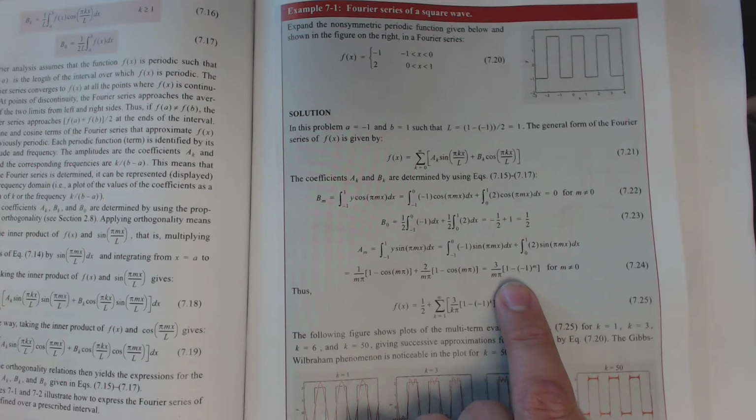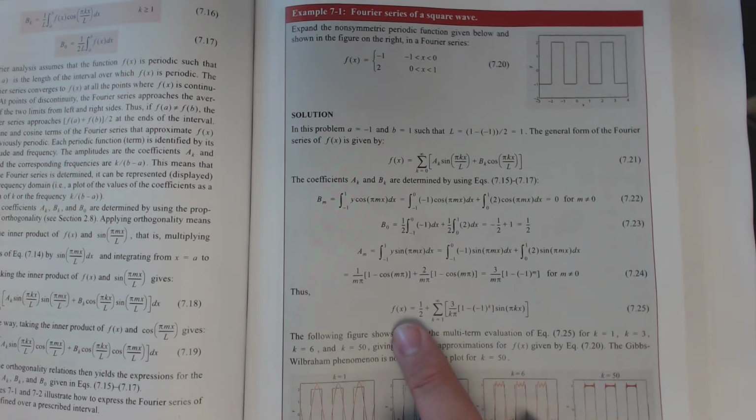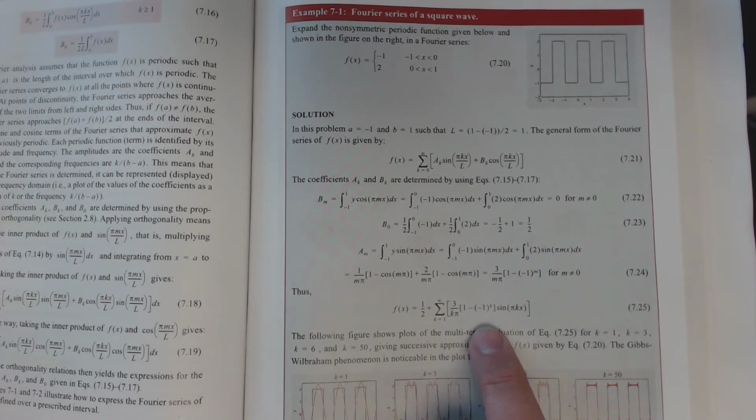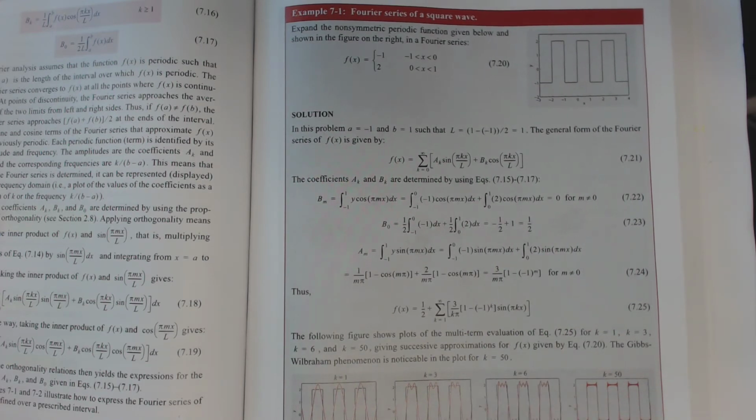That is the series solution for all of the coefficients you care about, the infinite set. B of m is 0, b naught is 1/2, so you plug all of this into the final solution form, and this Fourier series summation represents the approximation of that step function in completely sinusoidal terms.